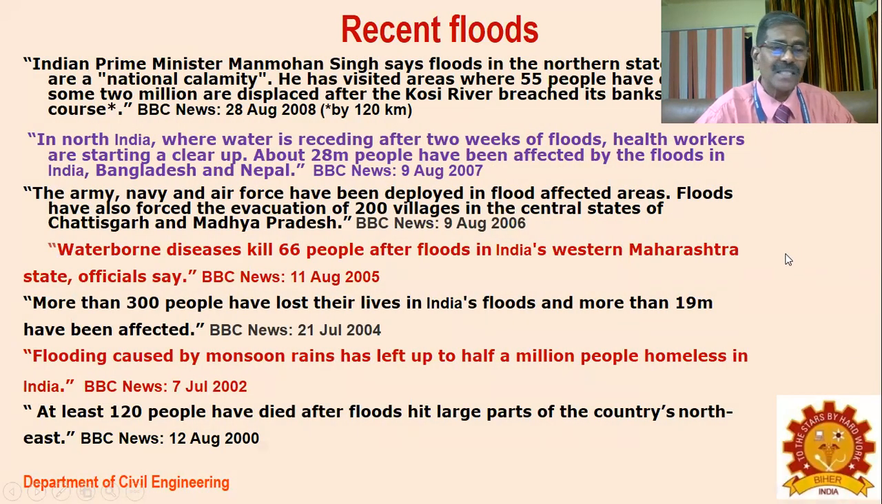Those things also you should be able to understand and handle. So, recent floods, papers were commenting. The Prime Minister Manmohan Singh during those days, maybe flooding in the northern state. The Army and Navy have been deployed. Waterborne diseases are spreading. More than 300 people lost their life, and more than 5,055 people lost their life during 2008. And these are all BBC news from the 12th of August. Millions of people homeless. So this is the information regarding floods that you get from each country.